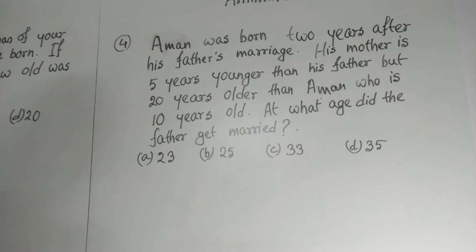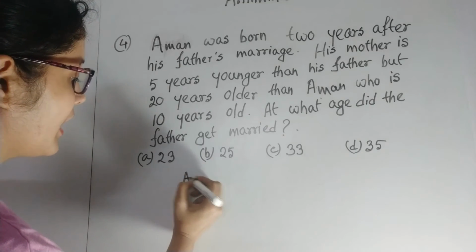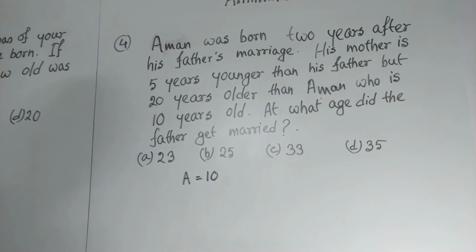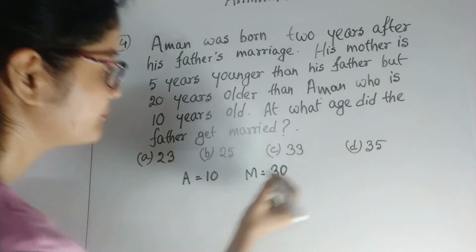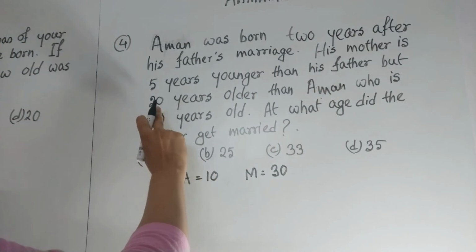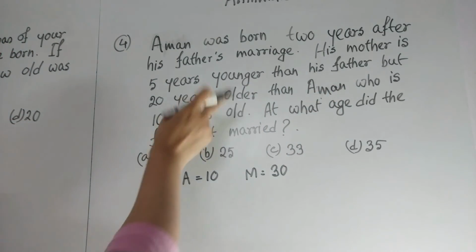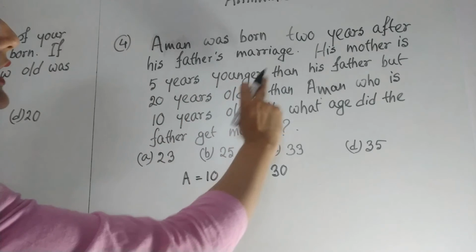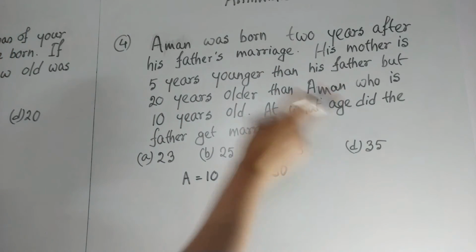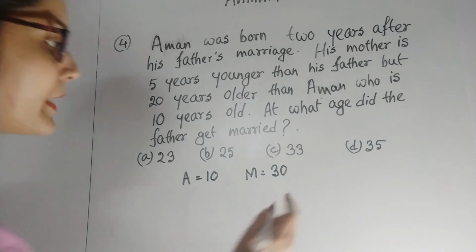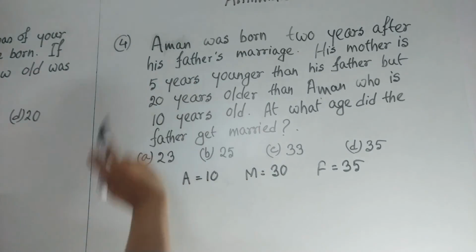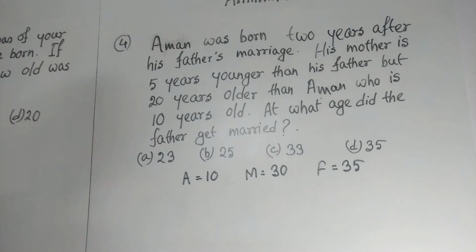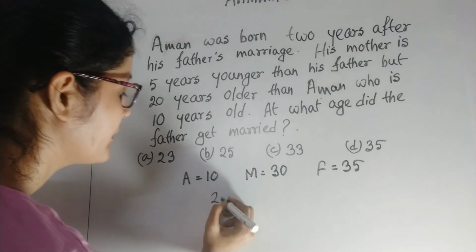So, Aman's age is 10. His mother's age is then 30, because mother is 20 years older than Aman. His mother is 5 years younger than his father. That means father is 5 years older than his mother. Then father's age is now 35. Okay. So 10 years back, when Aman was born, at that time his father's age was 25.